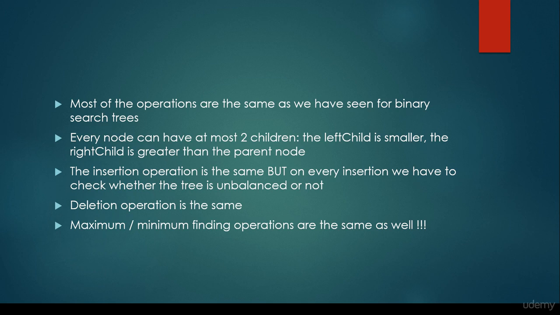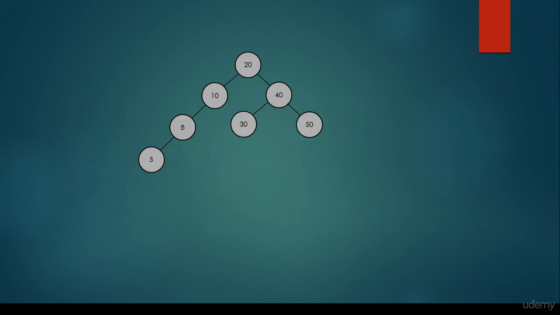The deletion operation is the same, and the maximum and minimum finding operations are the same as well. So basically it's very important that a balanced binary tree, for example an AVL tree, is just the same as the standard binary search tree, but on every insertion we have to check whether the tree is balanced. And if it's not balanced according to the height parameters, then we have to make these rotations in order to make it balanced again.